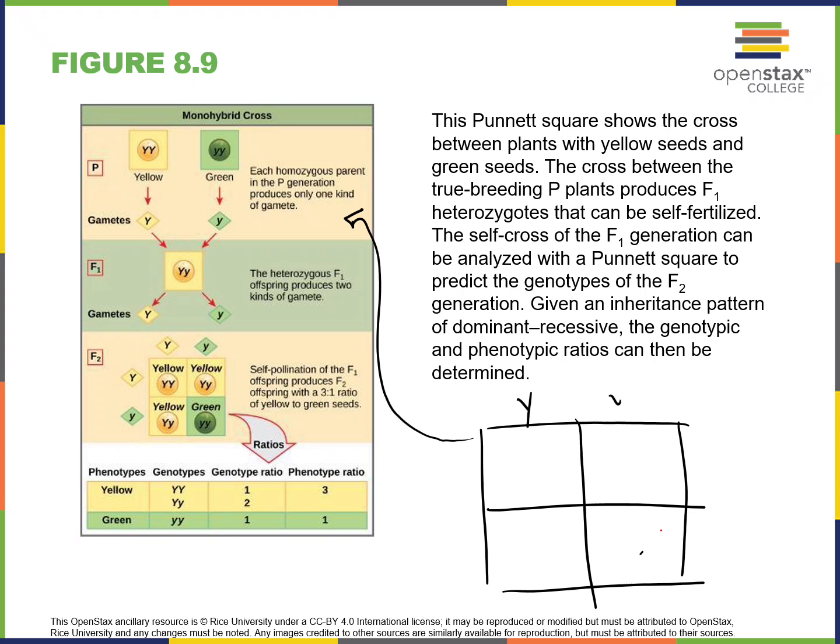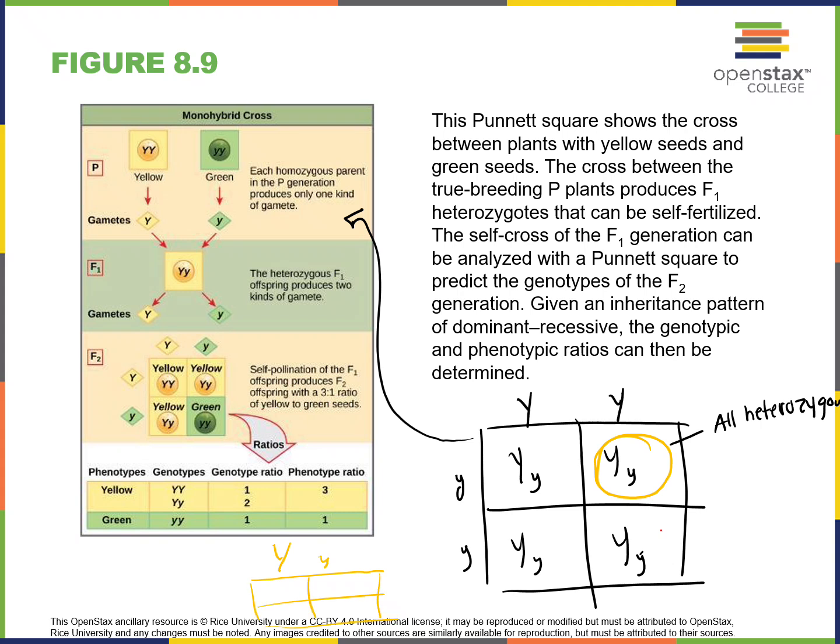So we have a Y and a Y and a little y and a little y. So now all of my offspring are going to be heterozygous. They're all going to show that yellow trait. If I were to cross one of my offspring, remember these plants are self-fertilizing, so if I cross it with itself, I'm going to get that 1 to 2 to 1 ratio. You can fill that out on your own if you want to prove it to yourself.